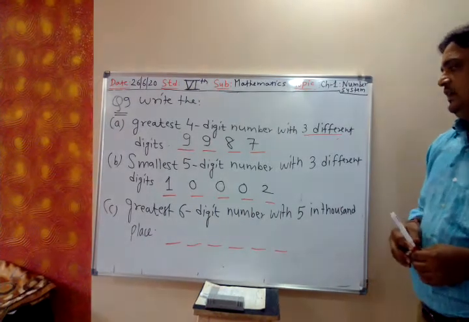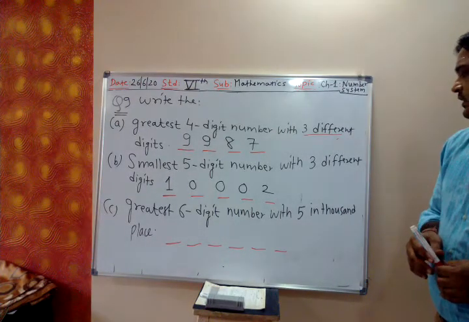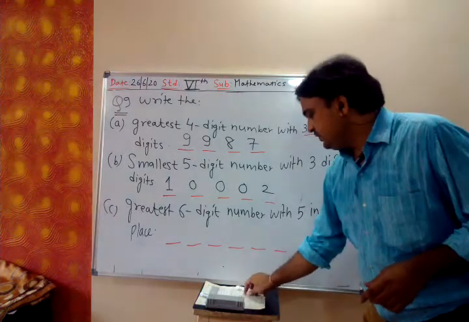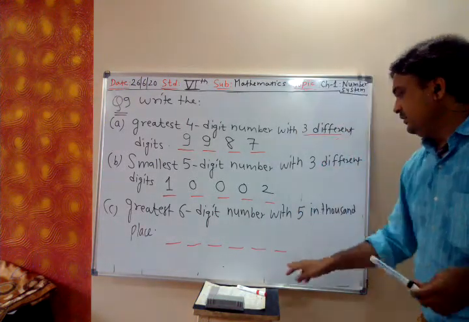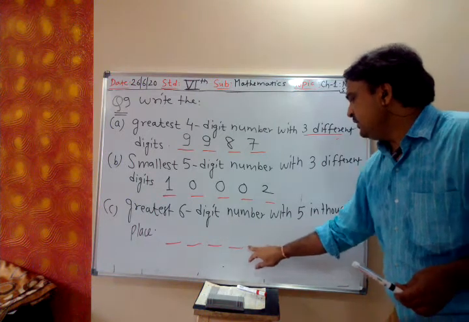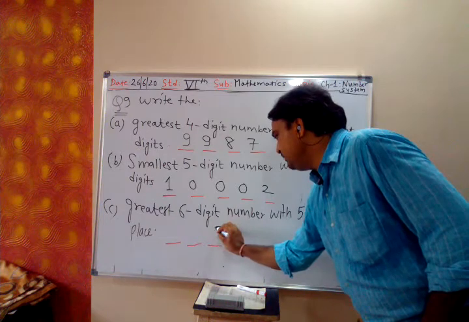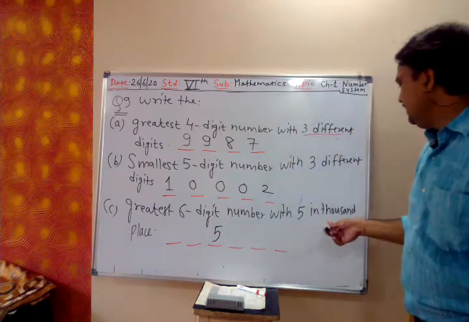Greatest 6-digit number with 5 in 1000 place. So in the 1000 place we want 5. This is ones, tens, 100, 1000. In this 1000 place there must be 5. This condition is given.